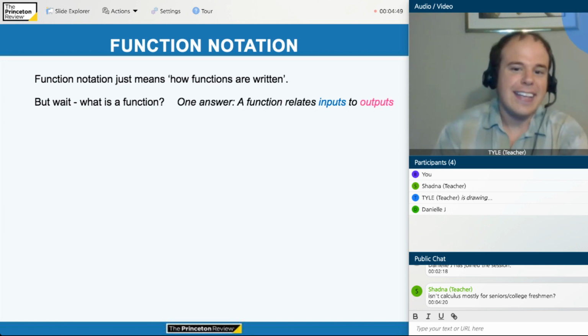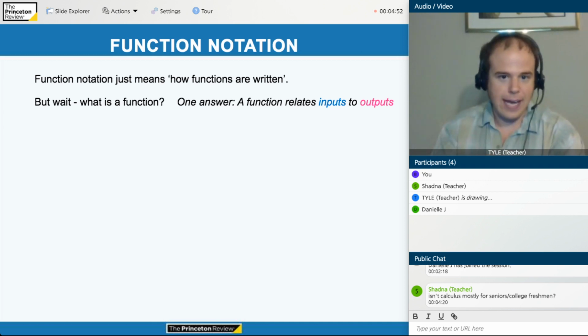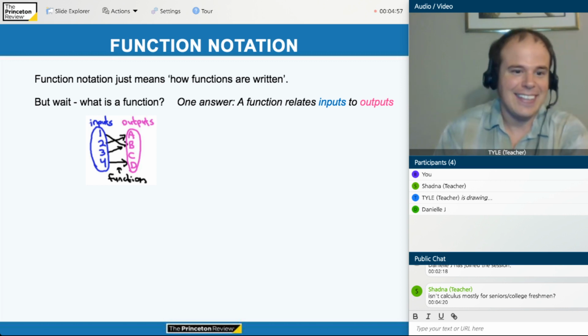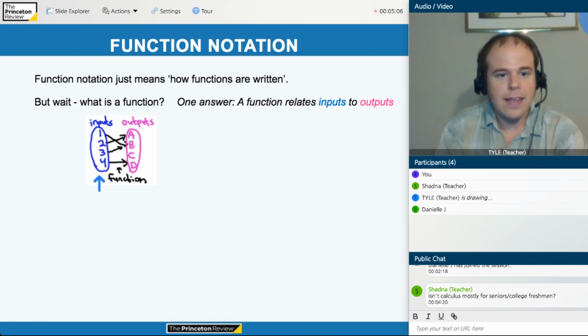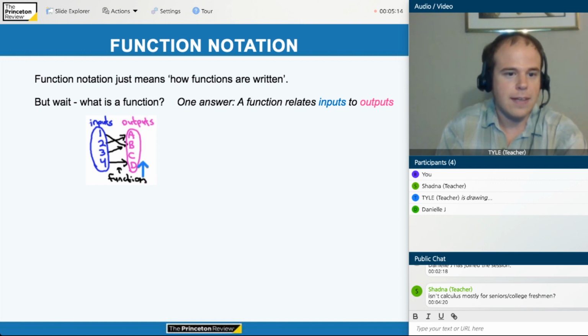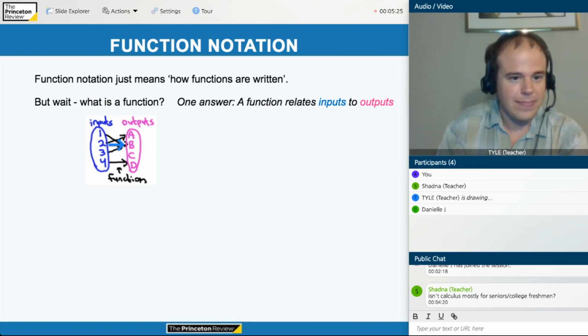One way we could define that is that it relates inputs to outputs. Here's a visual way that I could draw this. In blue, we have our various inputs, so maybe numbers like 1, 2, 3, 4. And then we have our function, which is this rule, which tells us how the inputs get mapped or related to the outputs. So for example, if we start with 1, our function, this black arrow, tells us that the output is b. So we could say that f of 1 equals b. We could say that f of 2 equals a.